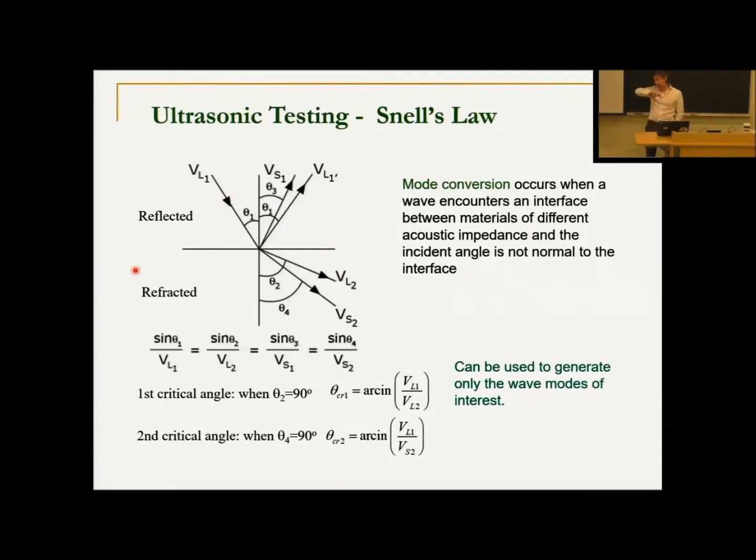If we increase the incident angle even more, then we have no reflected waves and we have total reflection, right? But we can use this to generate wave modes of interest. But this critical angle concept only exists if the second material, the refracted material, has a higher velocity than the first one. That's the only way it works. Now, how do we use this?